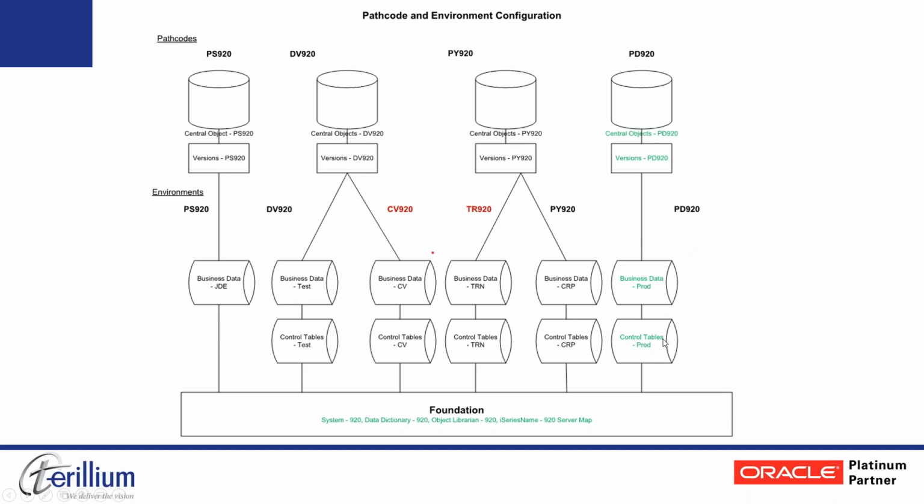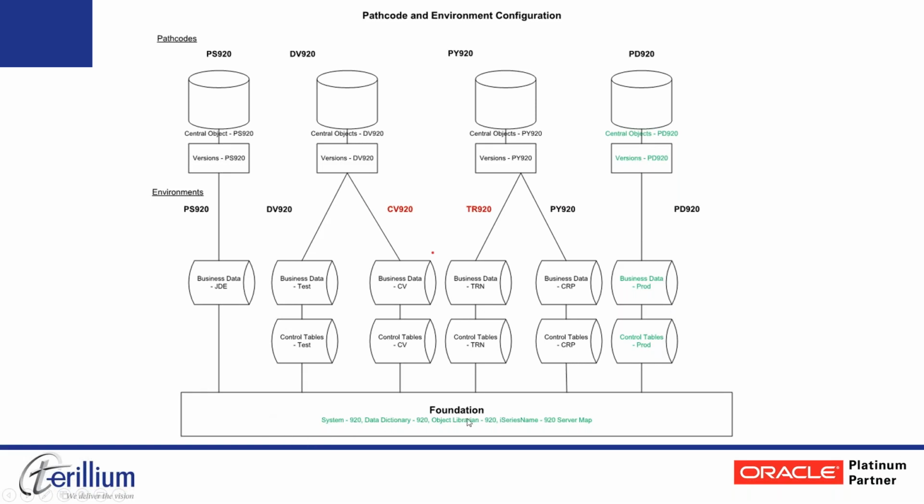I've also highlighted in green here the different data sources that we went through that we consider the production data sources. So within production, we have your central objects and versions, which compose your path code, and we have your business data prod and control tables prod, which provide your transactional data and your setup data.